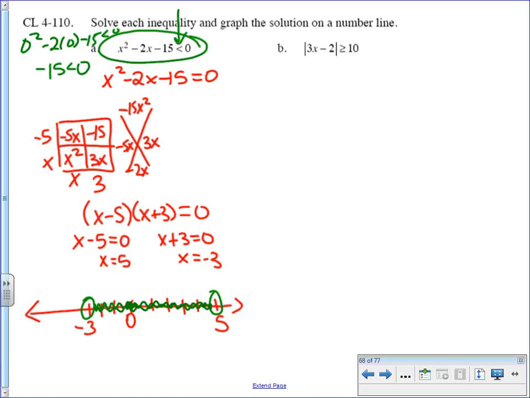Now I just need to write my answer as an inequality. Negative 3 less than x less than 5. So I need both my number line and my inequality. And that's A.